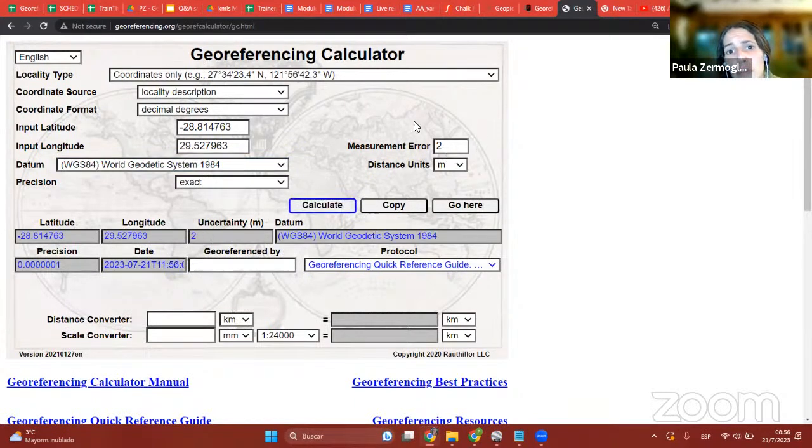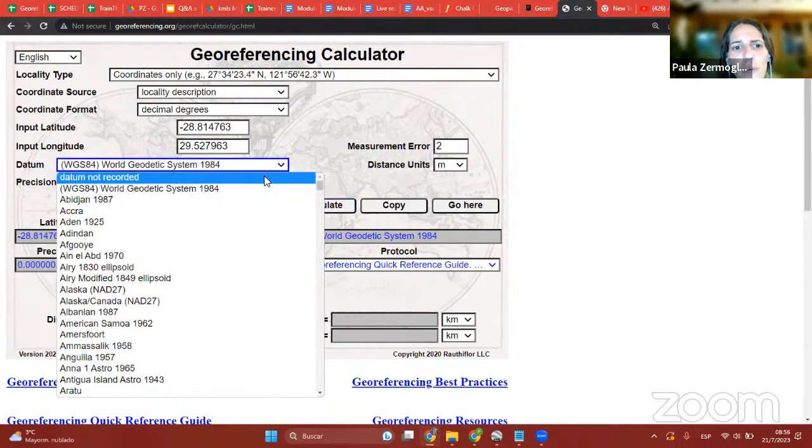And these 2 meters will be coming from my measurement error directly. The precision is not contributing because we're saying it's exact here. So it's not contributing to the uncertainty. What is contributing, by far, the major contribution, is not knowing the datum.